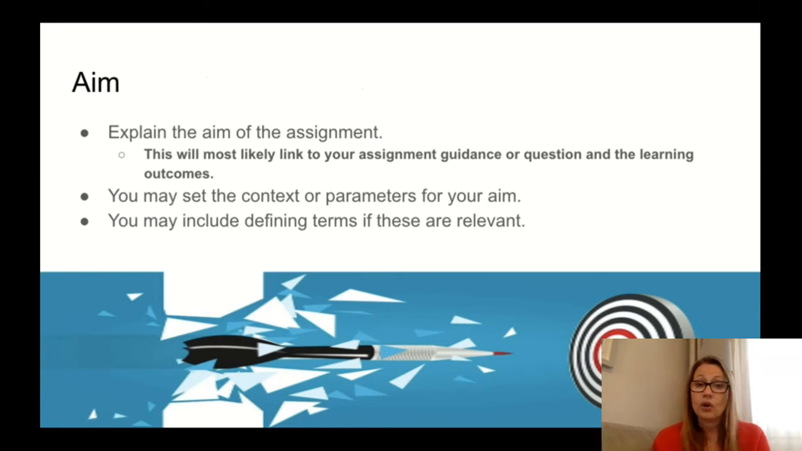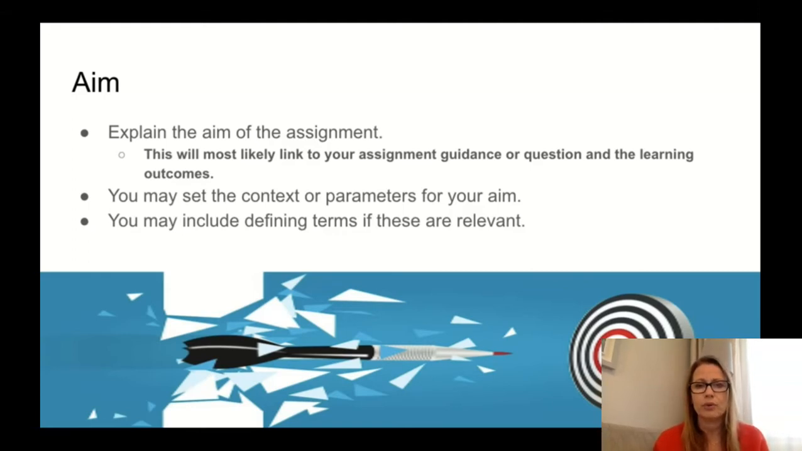You may set the context or parameters for the aim of the assignment. So here I'm talking about if you're looking at a particular area, say again in education or leadership, tell us what area of education you're referring to. If you're looking at leadership, in what? Set the parameters for your aim.